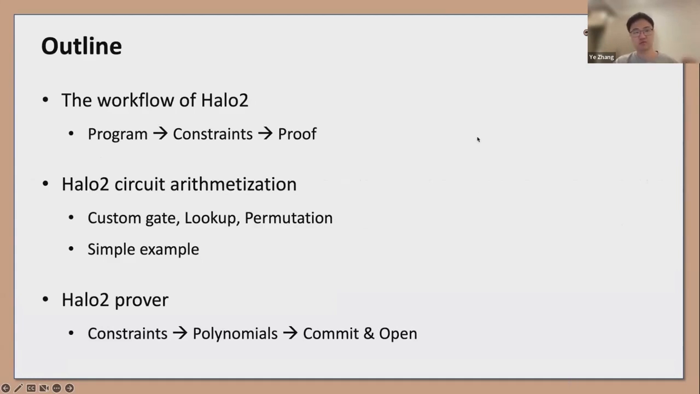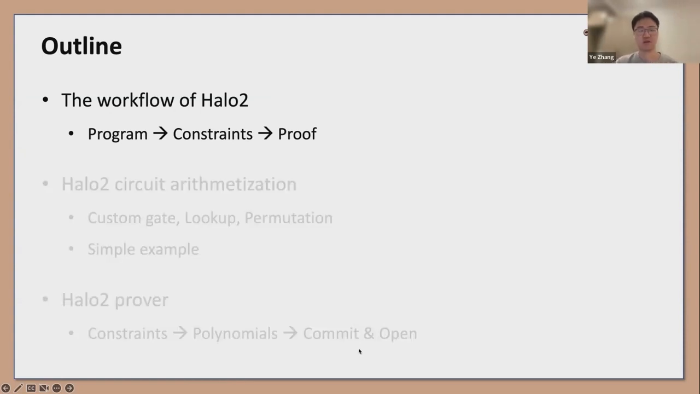Firstly, I will quickly introduce, at a high level, how you generate a proof for a program. Second, I will focus on this Halo optimization: how you write constraints for a program and what kind of tooling you can use in your circuit, with some examples. And finally, if we have some time, I will quickly go through the prover: how you convert these constraints to polynomials, and finally commit and open for the verifier to verify that.